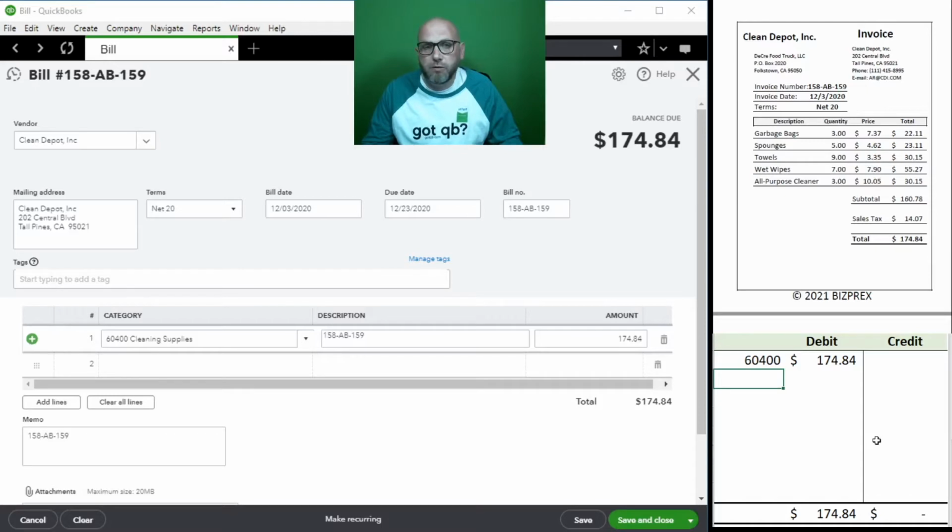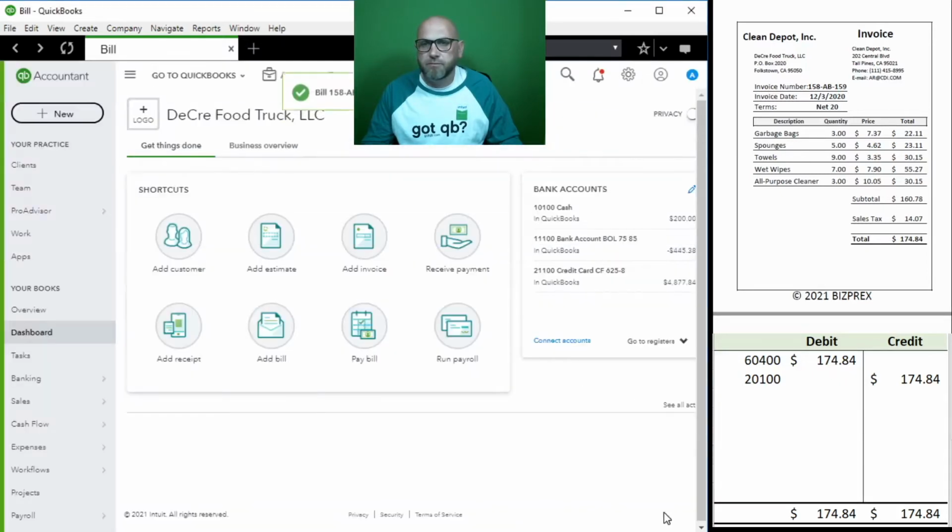And that's right, we're not paying it. We're just entering it. And therefore, the only other account that is being impacted is accounts payable. And it is a liability, and therefore it is credited because it goes up. Makes sense. We owe money to Clean Depot, right? And that's our liability with them. Here we are. Save and close.